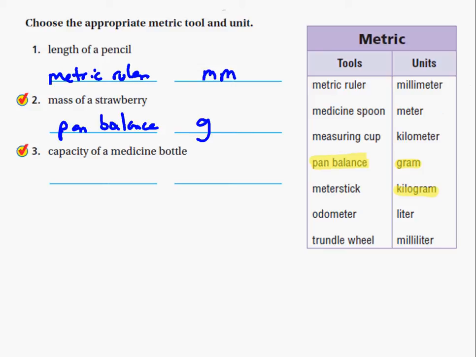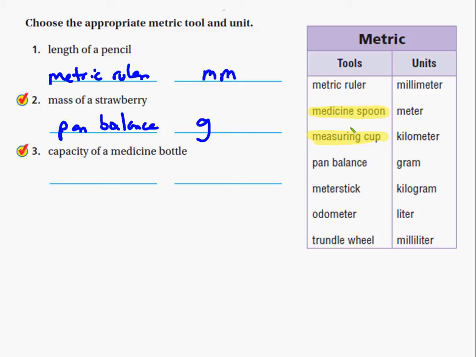So let's take a look at capacity of a medicine bottle. So I'm thinking like cough syrup, for example. So first of all, we need to just look at tools that are used for capacity. Metric ruler is length. Medicine spoon is capacity. Measuring cup is capacity. Pan balance is mass. Meter stick is length. Odometer is length. Trundle wheel is length. So it's either medicine spoon or measuring cup.